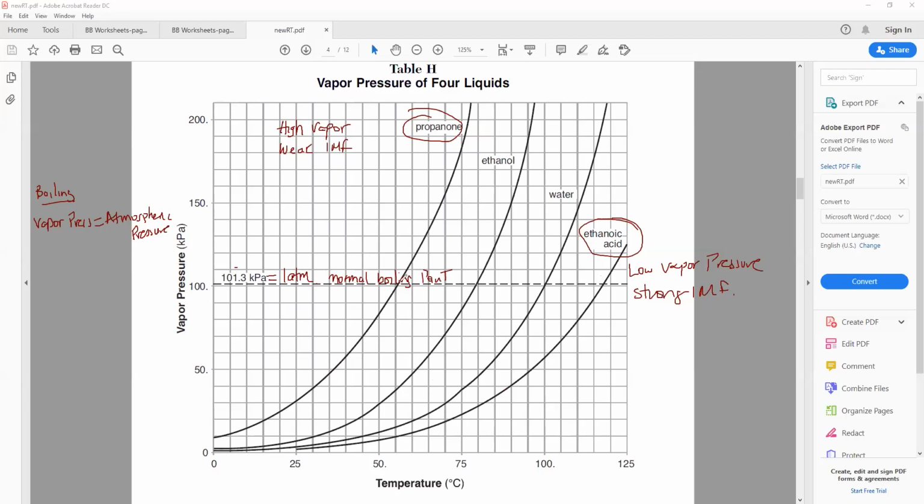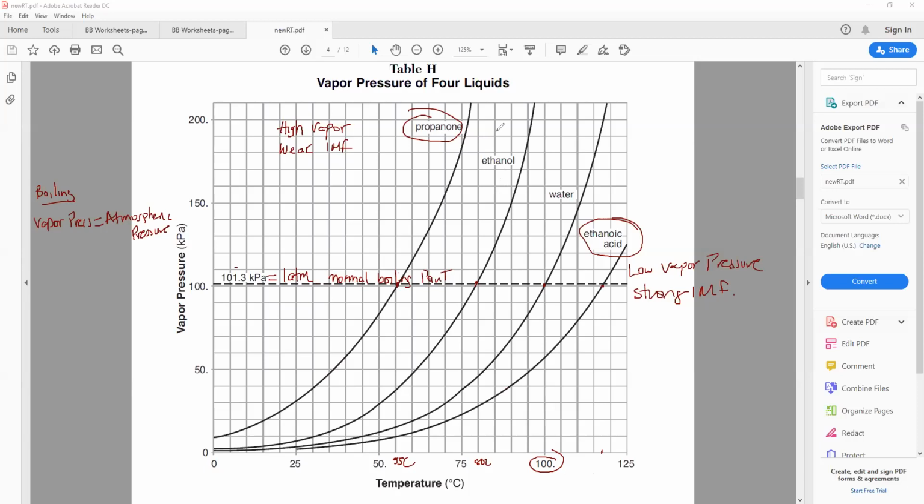For example, the normal boiling point for propanone, if we go down, is approximately 55 degrees Celsius. The normal boiling point for ethanol is approximately 80 degrees Celsius. The normal boiling point of water is 100 degrees Celsius, we know that. And the normal boiling point of ethanoic acid, it is 5, 10, 15, 117.5, let's say.